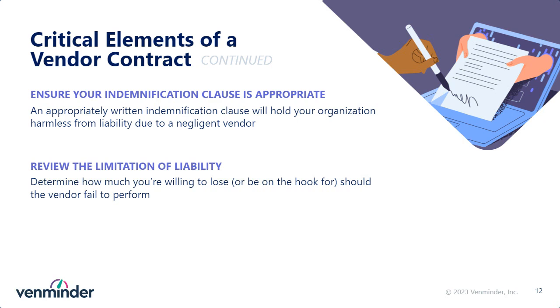And hand in hand with what you are indemnified against is how much you are willing to lose or be on the hook for should the third party fail to perform. Basically, what is your liability limit? Determine whether the proposed limit, if it's a contract that's being presented to you, is proportional to the amount of loss you might experience because of their failure to perform or comply with applicable laws. Also determine whether it's proportional to the contract value and the data at hand.